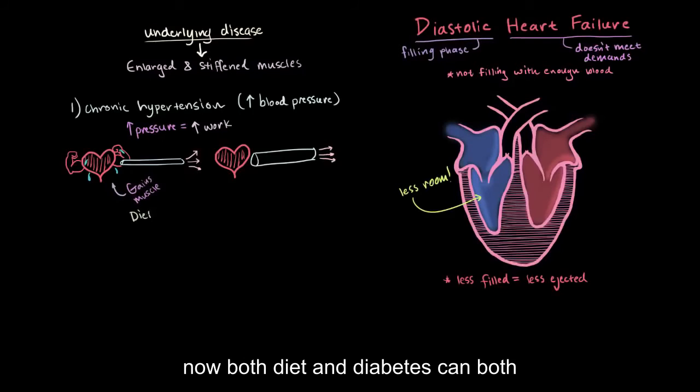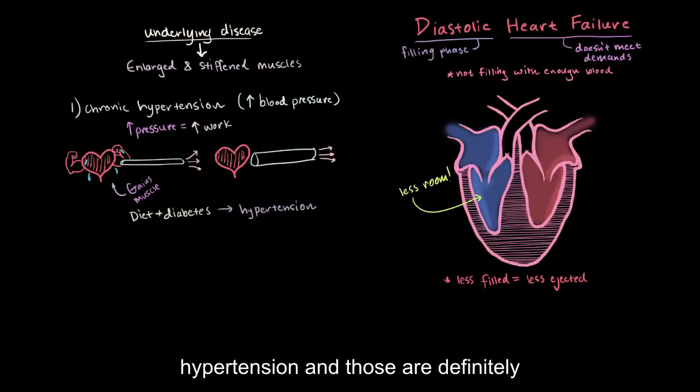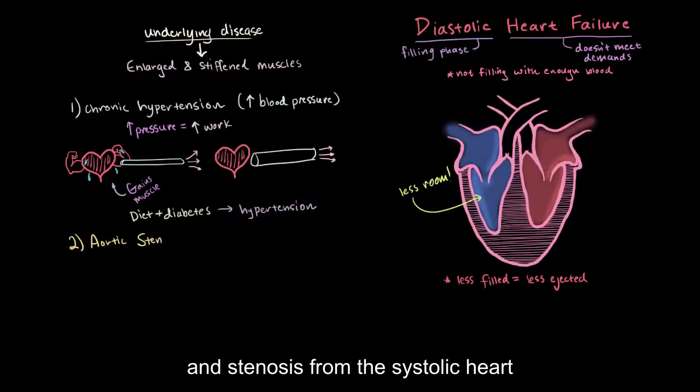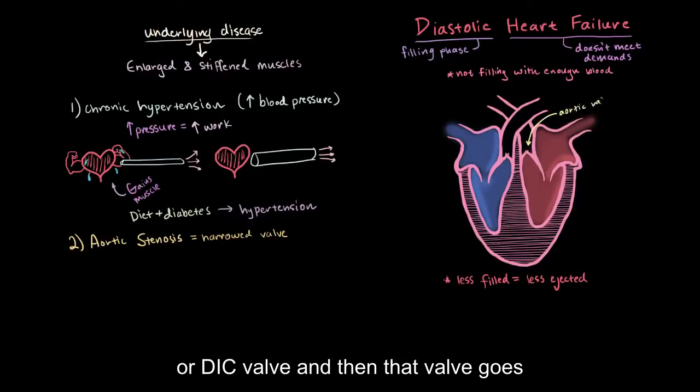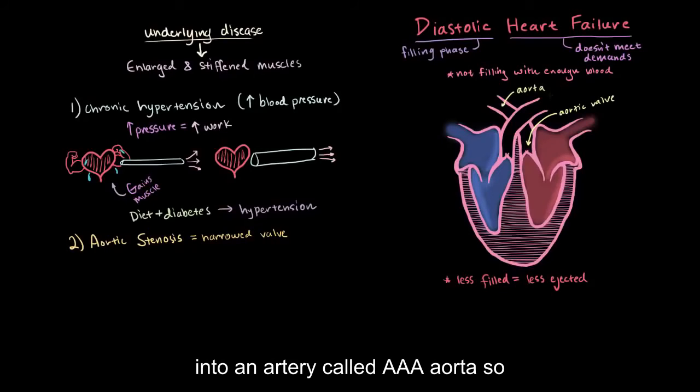Now, both diet and diabetes can contribute to higher blood pressure and hypertension, and those are definitely big risk factors for hypertension, and therefore diastolic heart failure. And the second underlying disease is aortic stenosis. And stenosis, from the systolic heart failure video, we know is a narrowed valve. And specifically, we're going to talk about this valve right here, this aortic valve. That valve goes out from the left ventricle and pumps into an artery called the aorta.